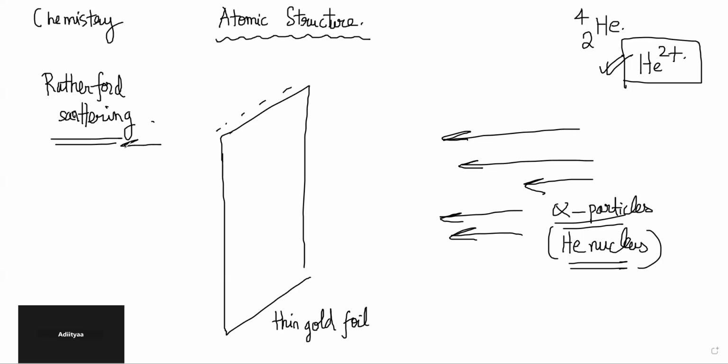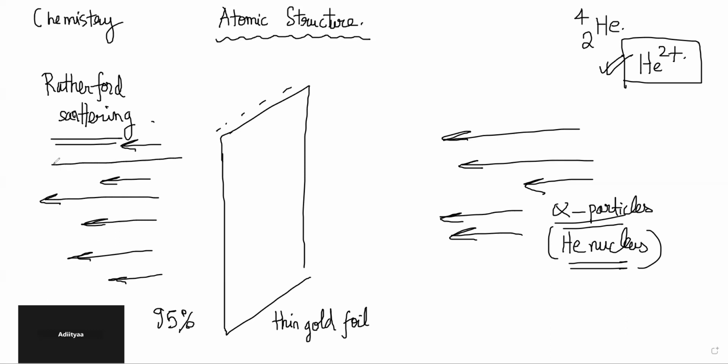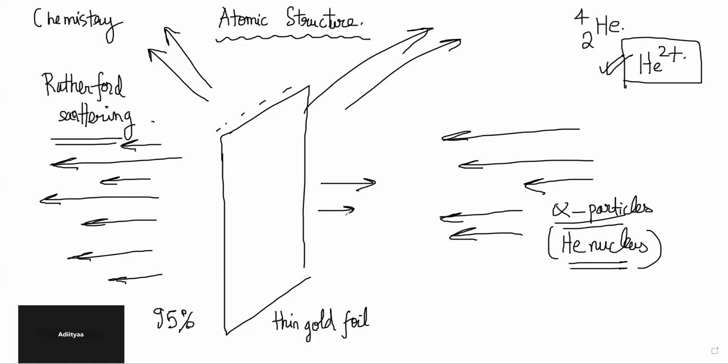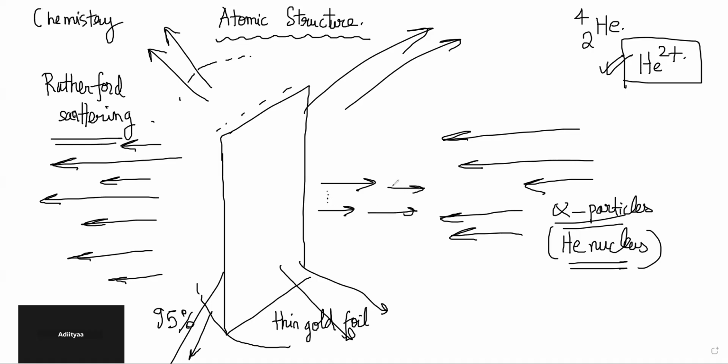What he found was almost 95% went through undeflected. 95% of the alpha particles went through as if they faced no obstruction at all, right? Some of them were deflected a little bit, some of them were deflected by big angles, and some even came back. But these were very few, like a few of them got deflected by a large angle, right? And very few of them directly got repelled and turned back, right?